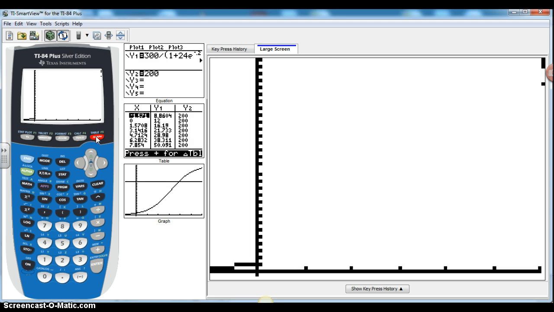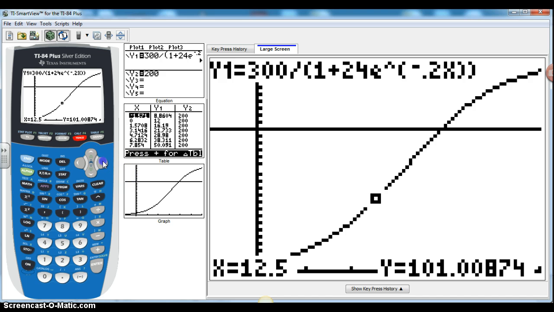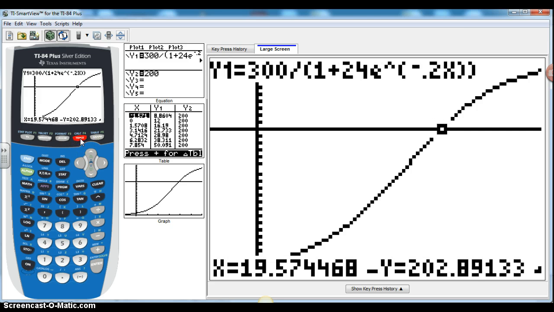If I graph this, we should see the function coming up, and then we should also see the horizontal line. One way to find their point of intersection is to just use the trace key and trace until we get to where the two graphs intersect. According to the trace, it's about 19.57. Now that's not very accurate, but it's a close approximation, because if you look at the y value down here at the bottom, the y value is roughly 202 when I was tracing it. So to find this a little more accurately, I'm just going to trace back off of this point of intersection.